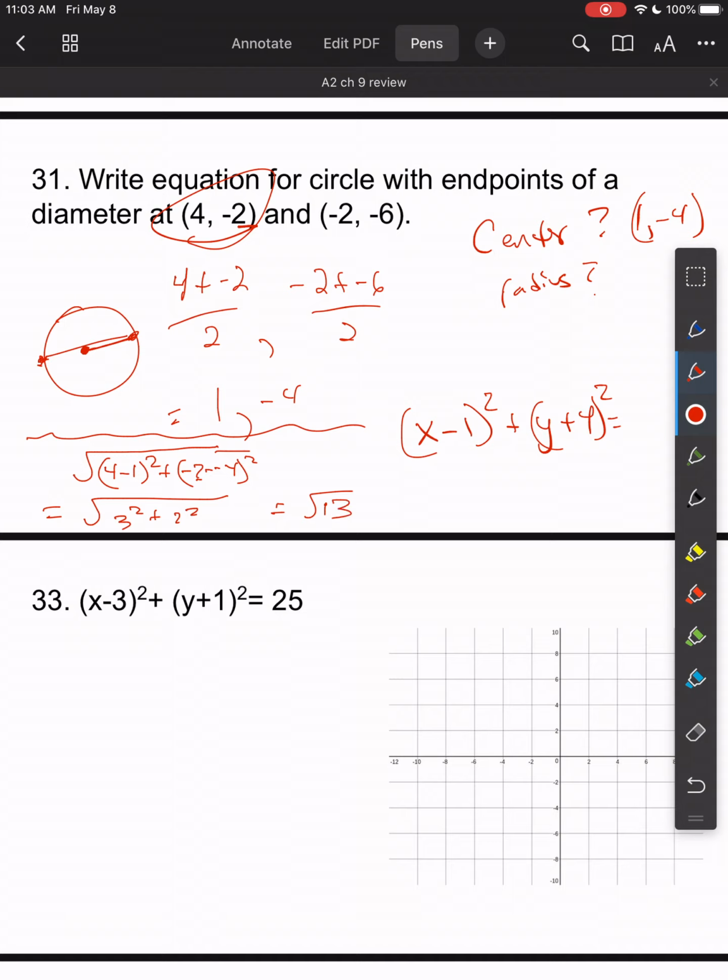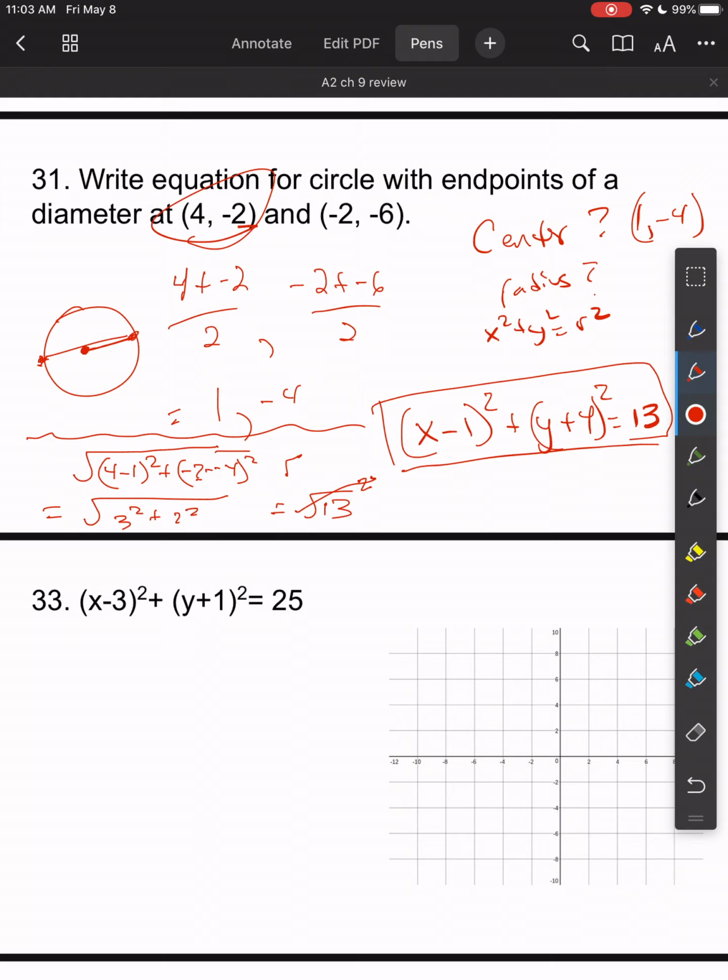Remember that in the equation for a circle, we have x squared plus y squared is equal to r squared. We just found r. If we square r, the square root of 13 squared cancels these, so r squared is the equivalent of 13. That's how you would do 31 and the problems like that.